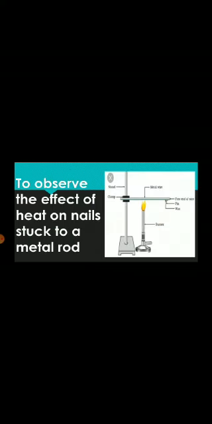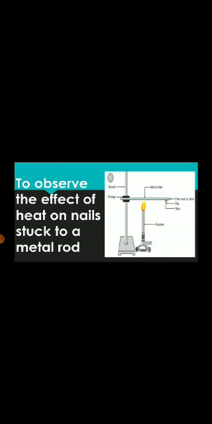Now, to observe the effect of heat on nails, there is one activity we can do. Here you can see, students, a stand, and with the help of a clamp, a metal rod is kept. In the middle of the metal rod, a Bunsen burner is kept. That means the metal rod is getting heated in the middle. And at the right end of the metal rod, there is a pin or nail which is stuck to the rod using wax.